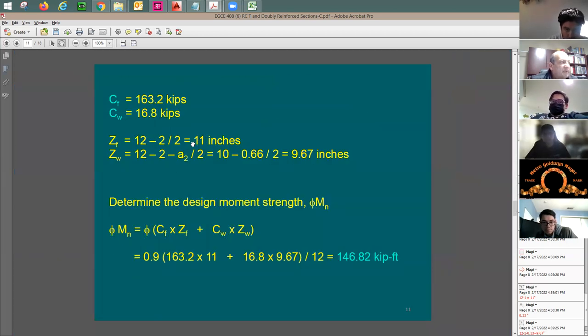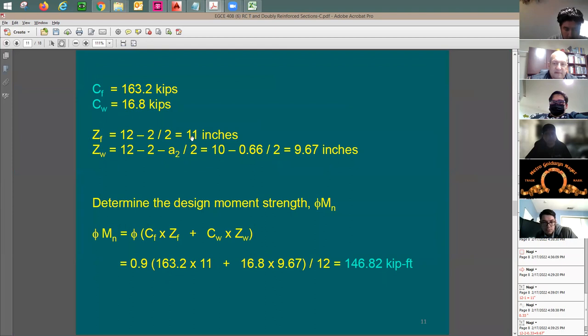Let's go through. Here's 11 inches for the ZF that we have just done together. And here's ZW, it's going to be 9.67. And here's phi Mn, the standard way of doing it. Nothing new. And the moment equals 146.82 kip-feet. Of course, you don't forget to divide by 12 to put it in kip-feet.